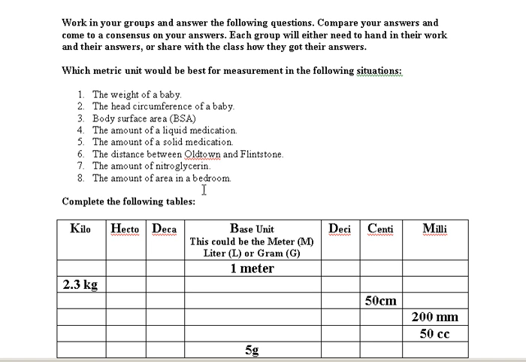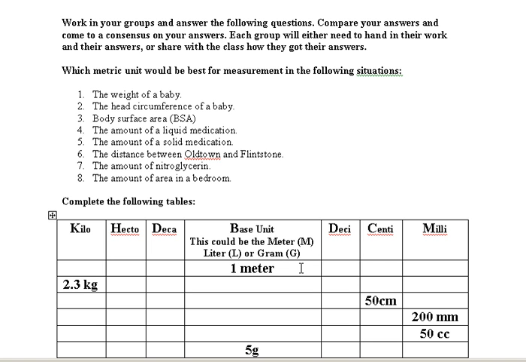And the amount of area in a bedroom, well, area again is square units, so that could be like square feet, square centimeters, square meters. If we're dealing with a metric system, you might measure it in square meters. And here's a few leftover conversion problems if you want to convert these all the way across.